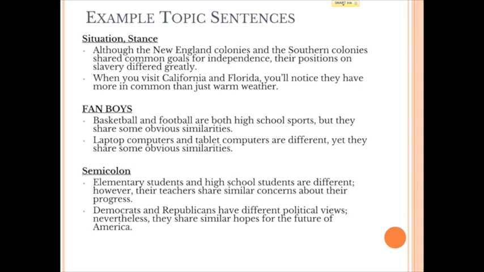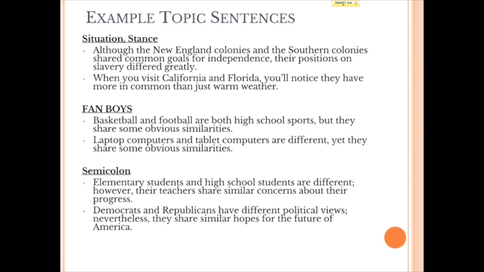All right, a situation, stance sentence. We've talked about these before. It's basically where you're talking about your topic and talking about what your specific position is on that topic. So, for example, the second one here: when you visit California and Florida, you'll notice that they have more in common than just warm weather. So, you're telling me the topic, or the situation, which is California and Florida, and then you're telling me your stance on it, which is that you're going to be comparing them.